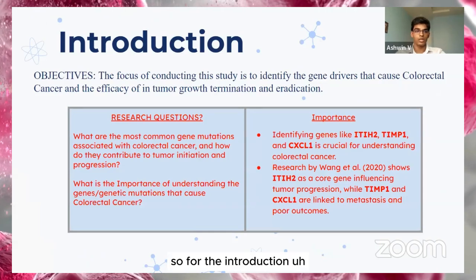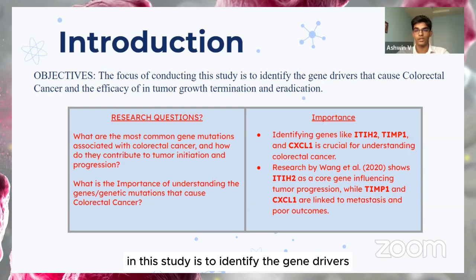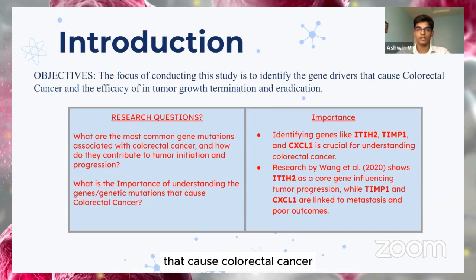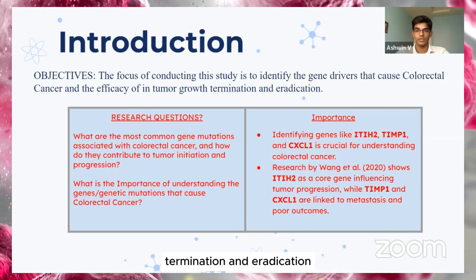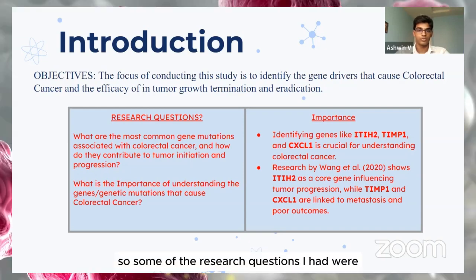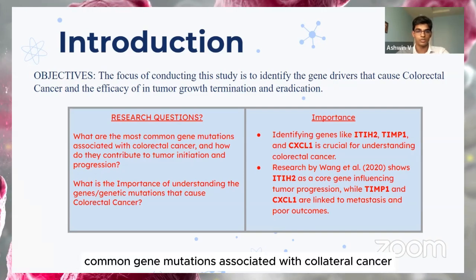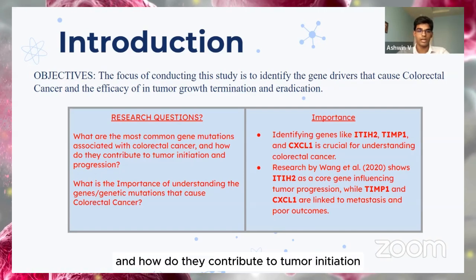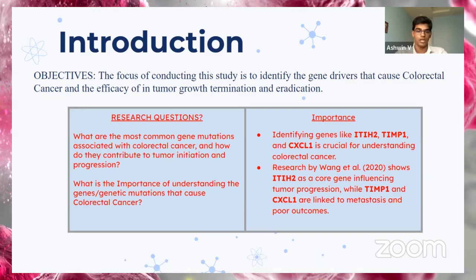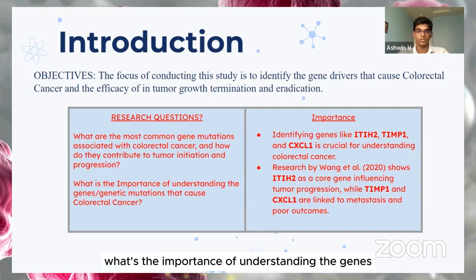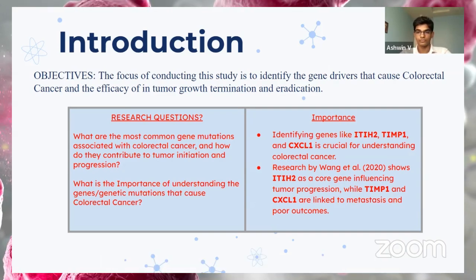So for the introduction, my objective is that the focus of conducting this study is to identify the gene drivers that cause colorectal cancer and the efficacy of it in tumor growth termination and eradication. Some of the research questions I had were, what are the most common gene mutations associated with colorectal cancer, and how do they contribute to tumor initiation and progression? And my second question was, what is the importance of understanding the genes that cause colorectal cancer?